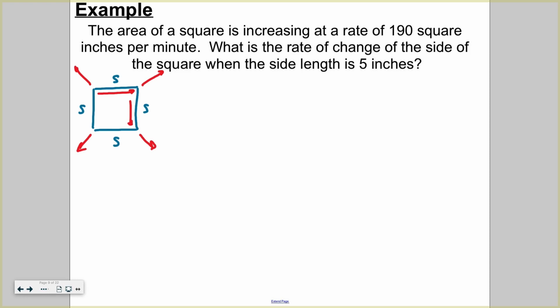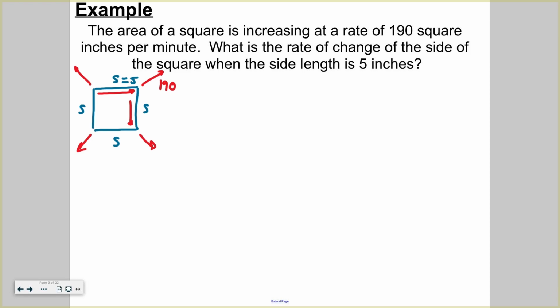Alright, so we're told that the area of the square is increasing at a rate of 190 square inches per minute. And what is the rate of change of the sides of the square when the side length is 5 inches? So we know that the side length is 5 inches. Alright, so now we need to figure out what formula we're going to use. Now, if you don't remember the formula for the area of the square, that's fine.